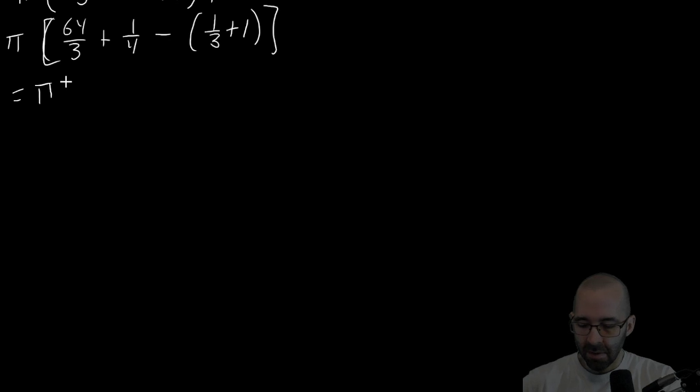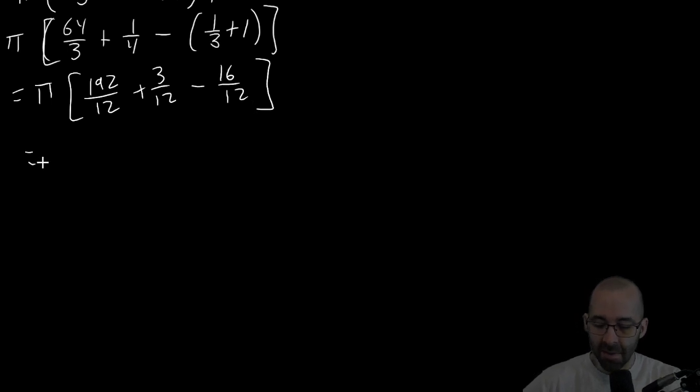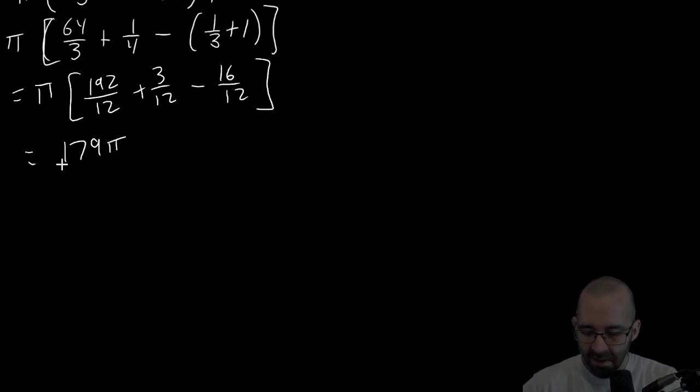Okay, so that's going to be pi times, we need a common denominator. This becomes 192 twelfths plus 3 twelfths minus 4/3. 4/3 is 16 twelfths. I should use a calculator for this. We get 195 minus 16 is 179 twelfths. Units cubed. You can bet I'm checking my answer on this one.